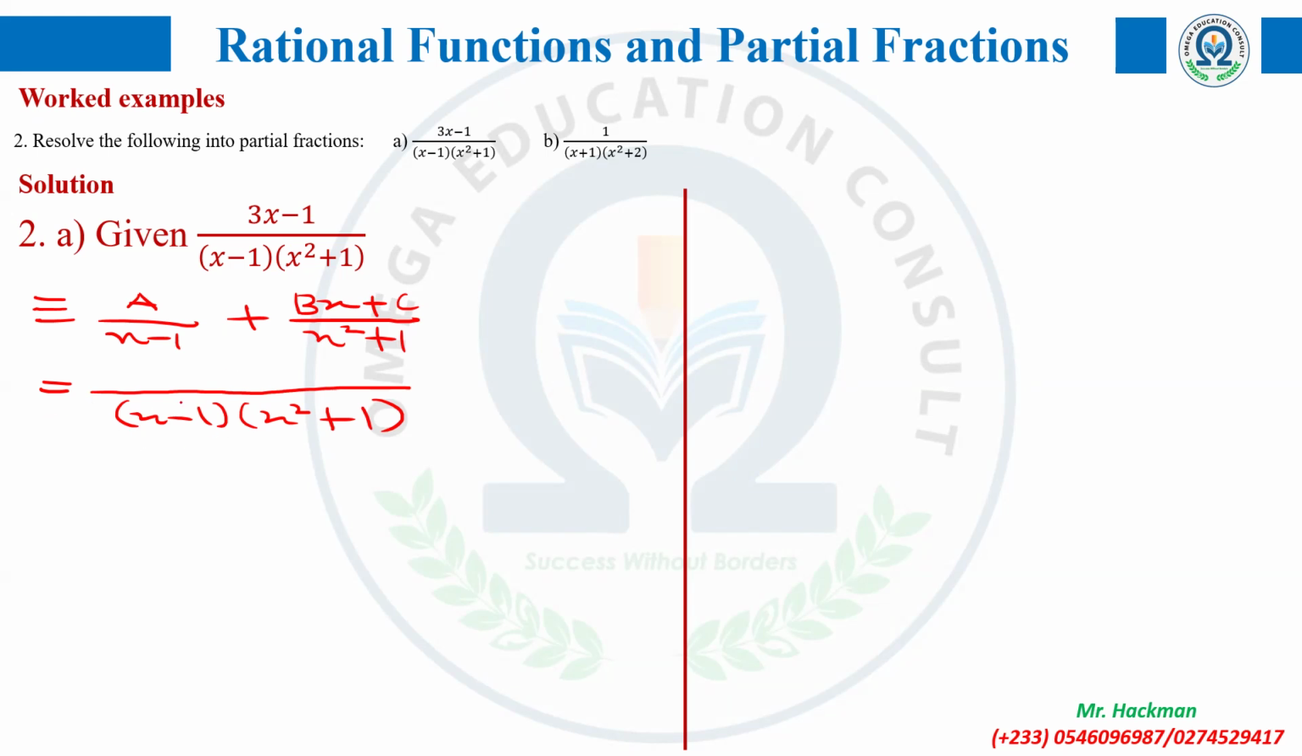So at this point, what do we do? You ask yourself, this will go into your LCM how many times? The whole of this divided by s minus 1 will cancel, so you'll be left with s squared plus 1 times a. So it will be a times (x squared plus 1). Then plus, this will go into your LCM how many times? The s squared plus 1 will cancel, so I'll be left with this, times the bx plus c, then I extend it, times x minus 1.